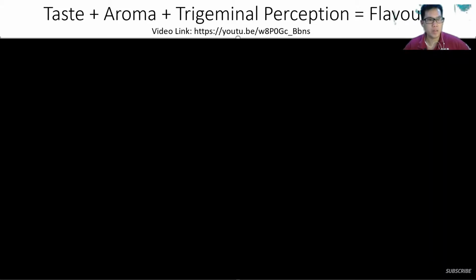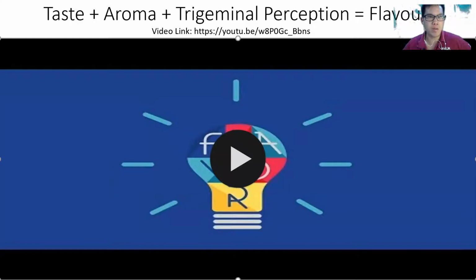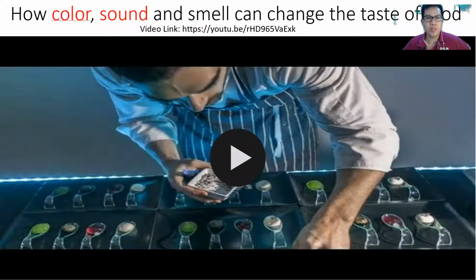Alright, so there's talking about different areas. So you can see now that the taste, aroma, and trigeminal perception give you the overall flavors. One more thing that I need to highlight is what we call the color, and the sound. The color and the sound can actually change the taste of food, how you perceive a type of food. Okay, let's watch this video.